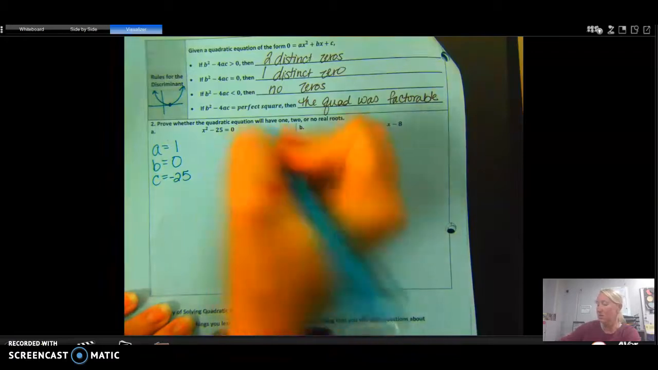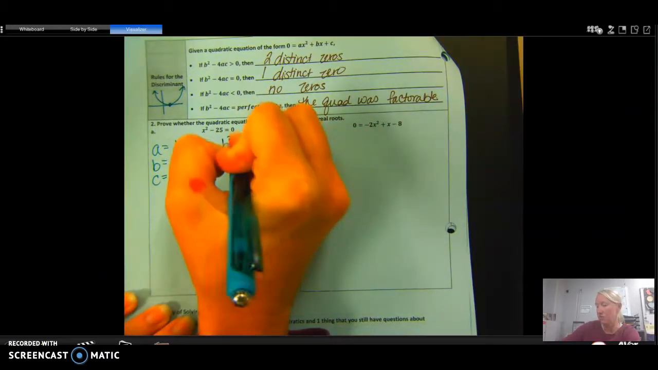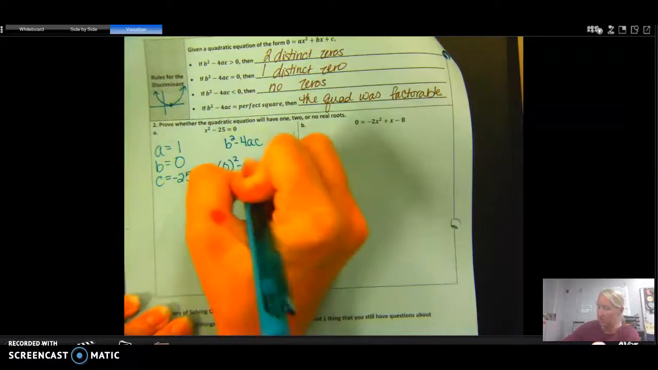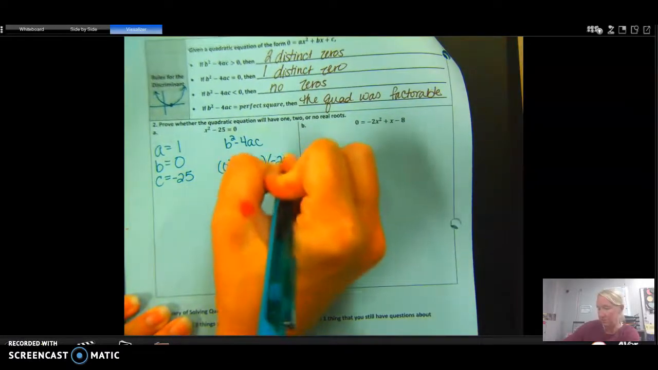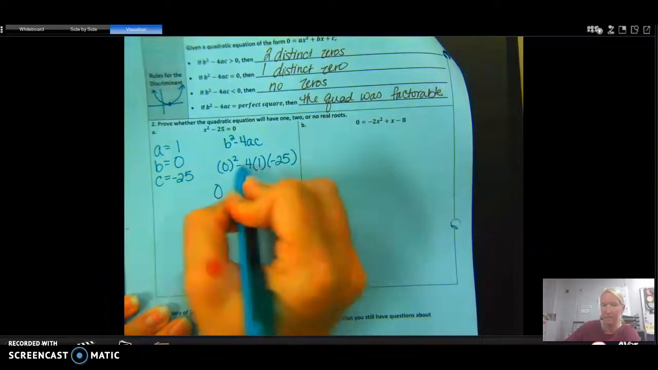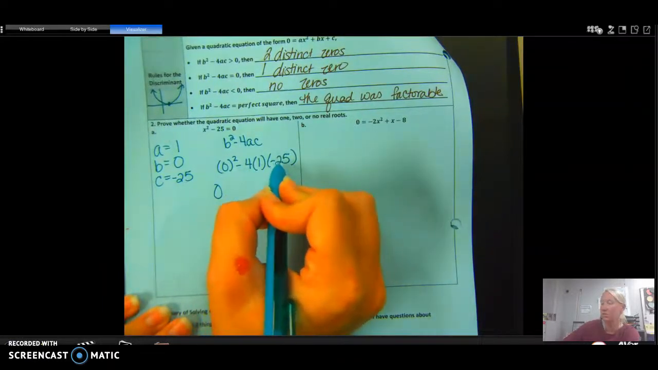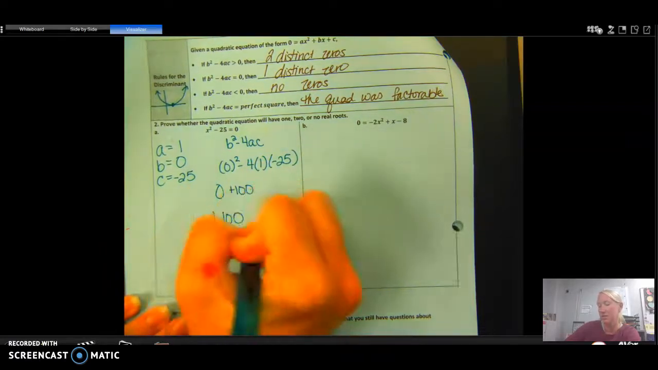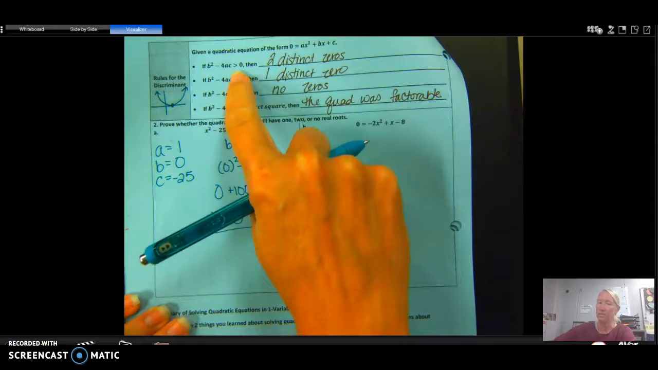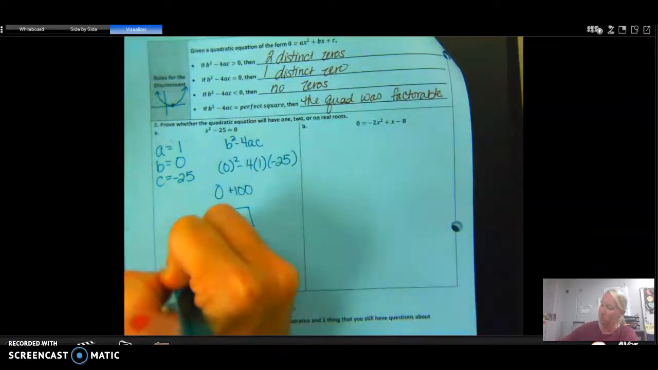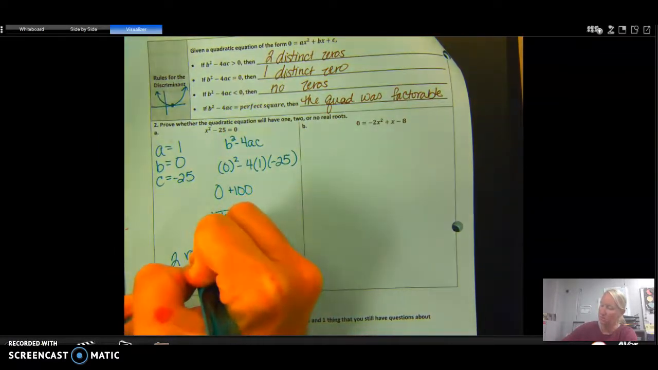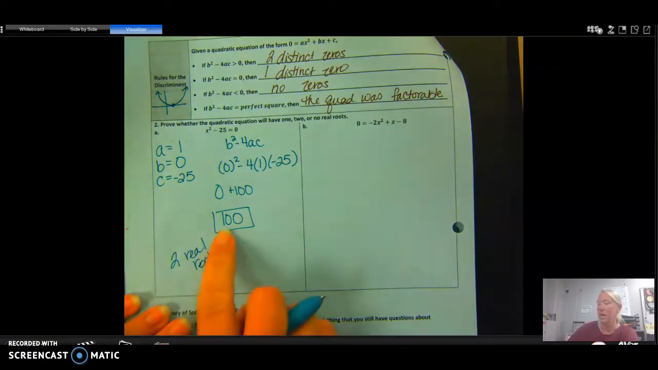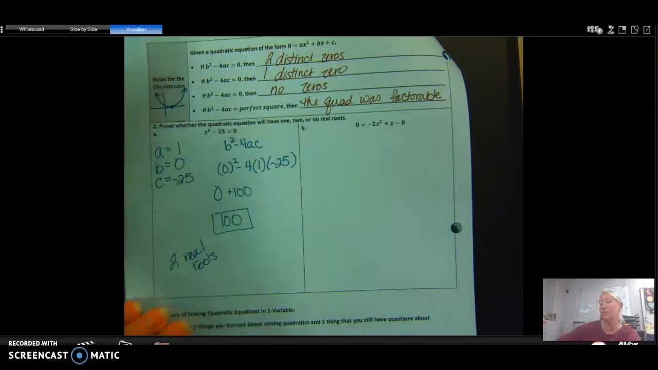So I'm going to plug into B squared minus 4AC. B squared is 0 squared minus 4 times A times C. Well, 0 squared is just 0. Negative 4 times 1 is negative 4. Negative 4 times negative 25 is a positive 100. 0 plus 100 is 100. So that's your discriminant. That is bigger than 0, so it will have 2 real roots, meaning I could solve that. 100 is a perfect square, so that means it's factorable.